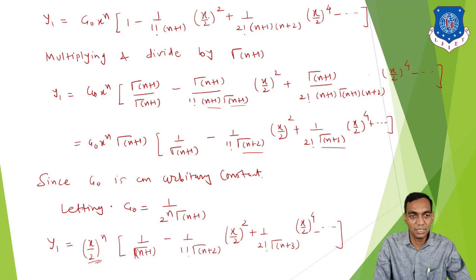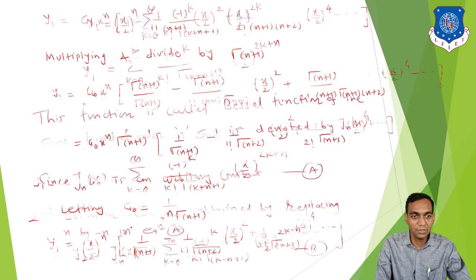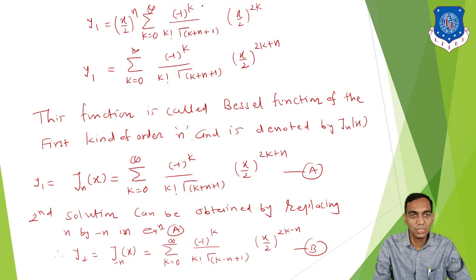Now this is written in this form because we are going to put this value in the equation. If you simplify this, it can be written in the form of sigma minus 1 raised to k factorial upon gamma k plus n plus 1 into x by 2 raised to 2k. And if you multiply this x by 2 raised to n inside, then you will have y1 equal to sigma k running from 0 to infinity minus 1 raised to k divided by k factorial into gamma k plus n plus 1 into x by 2 raised to 2k plus n.